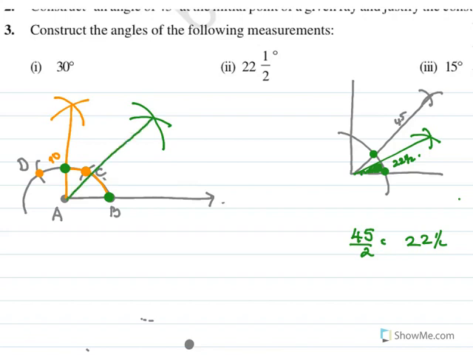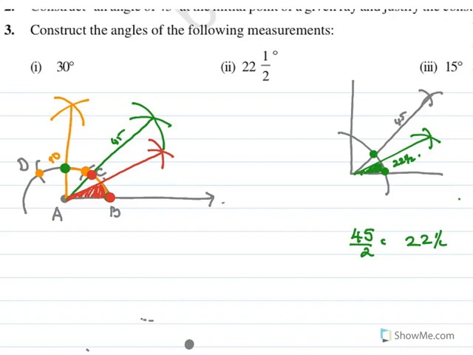When you join this green line, this will be 45. So this angle of yours will be 45. Now you need to cut 45 into half, and when you divide 45 by 2, you get half of 45, that's 22 and a half. So to get 22 and a half, keep your compass at B, you draw an arc, then keep your compass at C and cut the previous arc. When you join it, this angle will be 22 and a half.